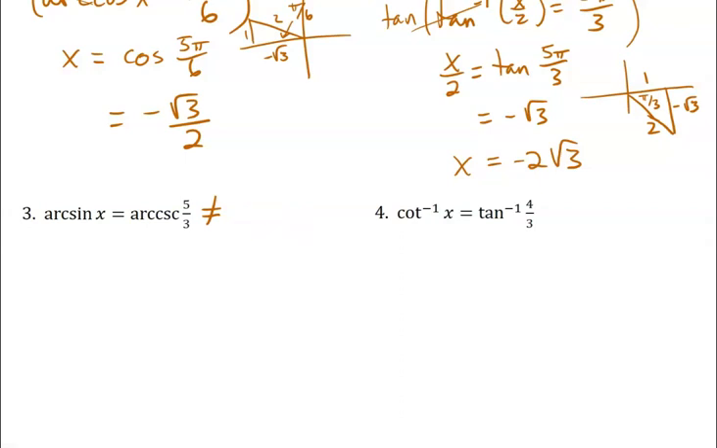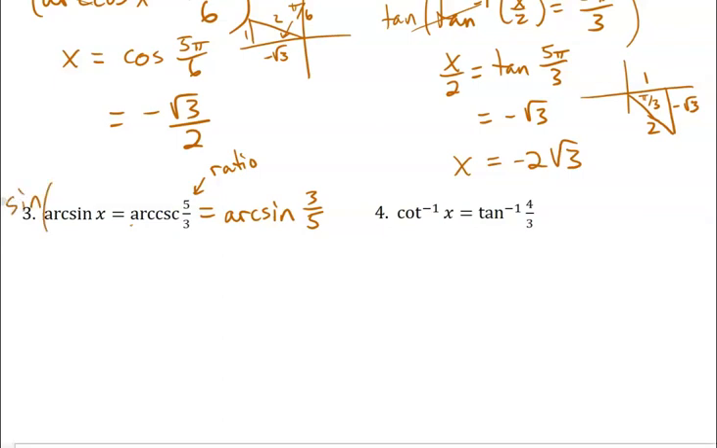Because if you remember, into an inverse or an arc trig function, the input is a ratio and the output is an angle. So this is equal to arc sine of the reciprocal of that ratio, which is 3/5. Okay, so now I have arc sine of x equals arc sine of 3/5. Take the sine of both sides of that equation, and the arc sines cancel out, so we get x equals 3/5. Okay.